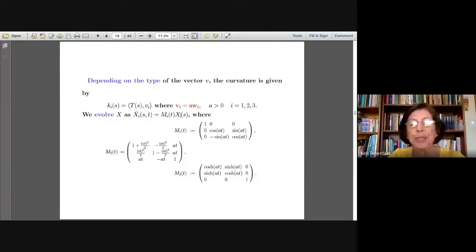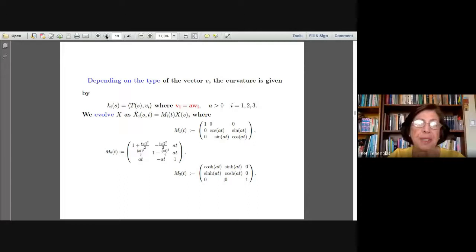So if I'm on the i equal to 1, which is the time-like, then we will define x hat to be M1(t) times x. M1(t), this is the isometries obtained by cosine a time t. A is this constant here, which is non-zero. If the vector is light-like, then M2(t) will be this matrix. And if it's a space-like vector, then you will get M3(t) to be this class of isometries of H2. So I define x hat to be one of those M's times x, depending on the vector.